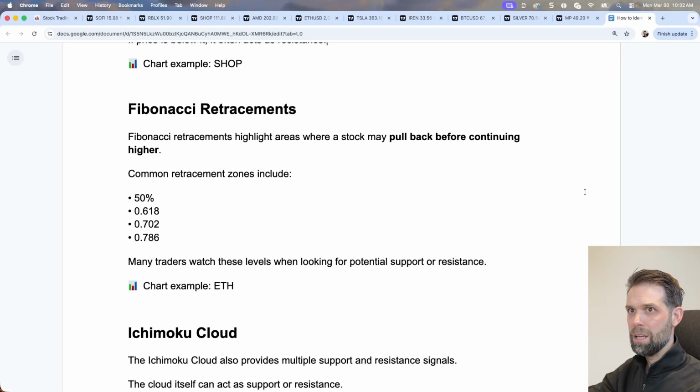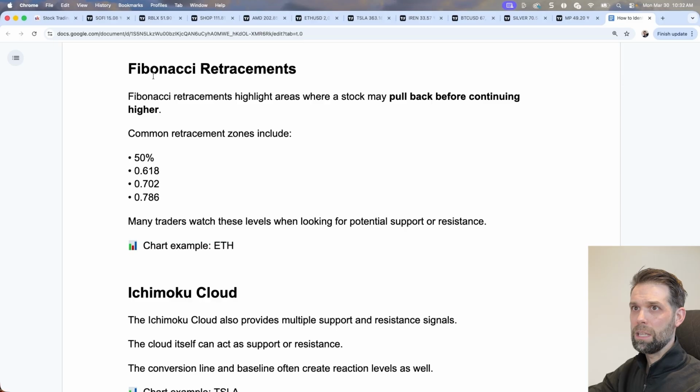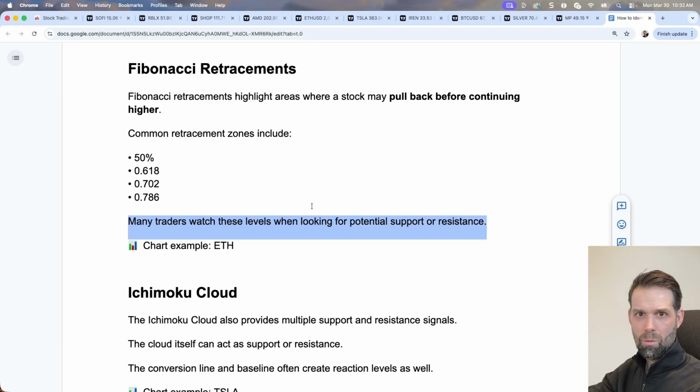There are other indicators. The next one we can quickly look at are Fibonacci retracements. So these are areas on a chart where the stock can pull back to, or as they approach these levels, they can act as resistance. Many traders watch these levels when looking for potential support and resistance. And many charts will show good support and resistance for Fibonacci retracements.